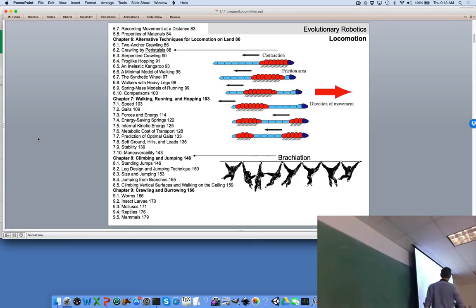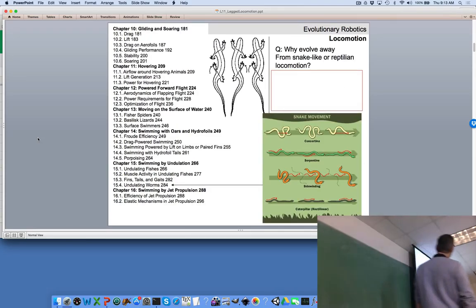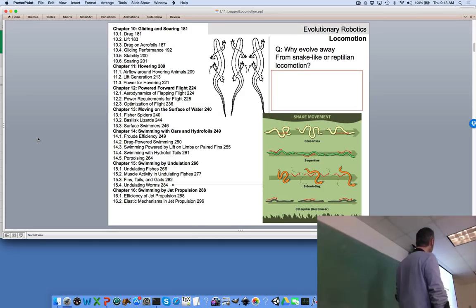These we're pretty familiar with: walking, running, and hopping. Climbing and jumping, brachiation, the fancy term for swinging from limb to limb. I showed you a brachiating robot already. Crawling and burrowing, so moving through relatively dense material. There's big energy issues there. Gliding and soaring, so now we get into air transport. Hovering, powered forward flight, moving on the surface of water, swimming with oars and hydrofoils, swimming by undulation, you name it, right? Mother Nature has figured out how to get animals from point A to point B in a lot of different environments.